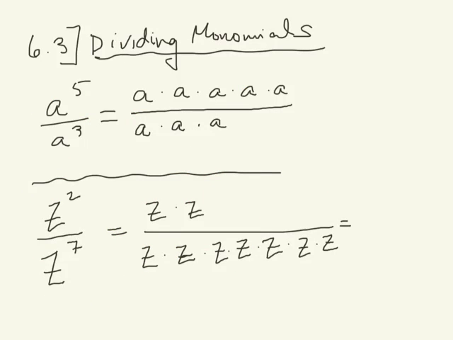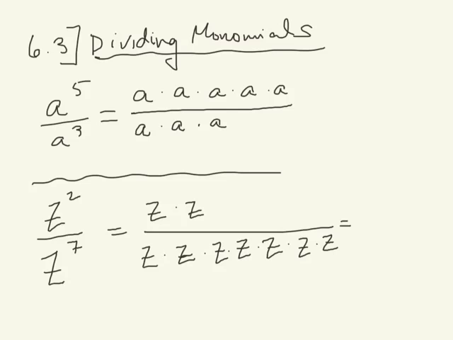6.3, it's dividing monomials, and basically it's just a way of cancellation. You can stop and copy all this and then we'll go through it, but you can see right here, a to the fifth, you can write that out as 5 a's multiplied together. A to the third, you can write it out as 3 a's multiplied together. And I'm going to actually just go through this one too. Z squared, 2 z's multiplied together. Z to the seventh, 7 z's multiplied together.